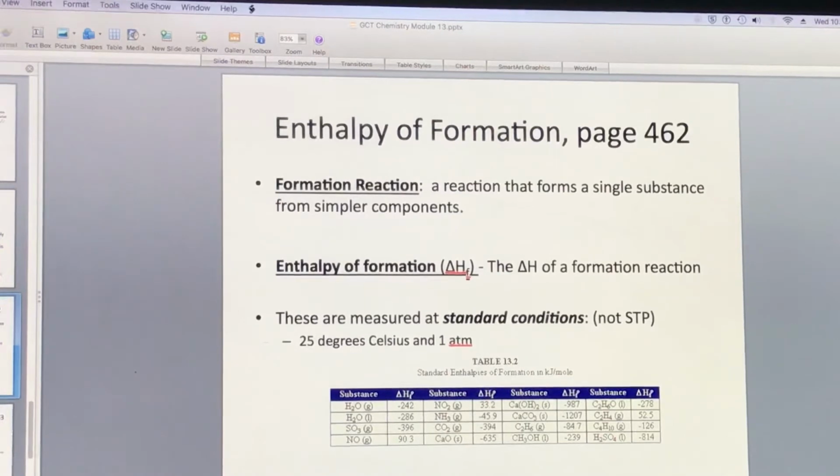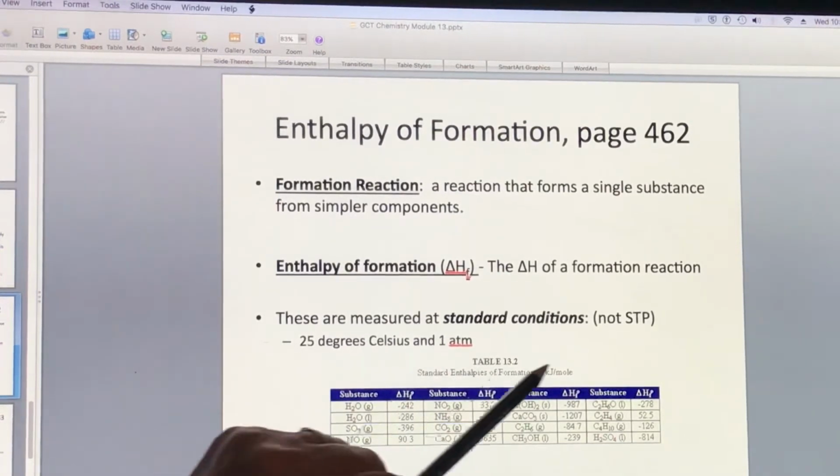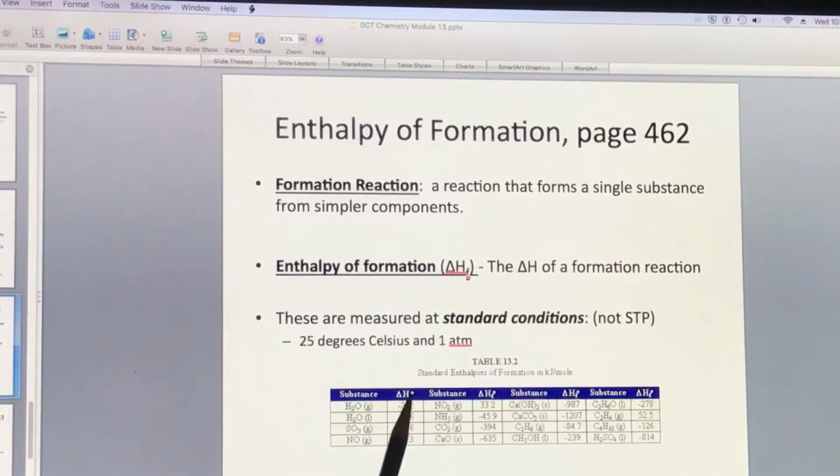And it's important to note that in this chart, which summarizes standard enthalpies of popular molecules, also measured in kilojoules per mole, these are all done at standard conditions, which is 25 degrees Celsius and 1 atmosphere. However, just to note, that's not quite the same as standard temperature and pressure.